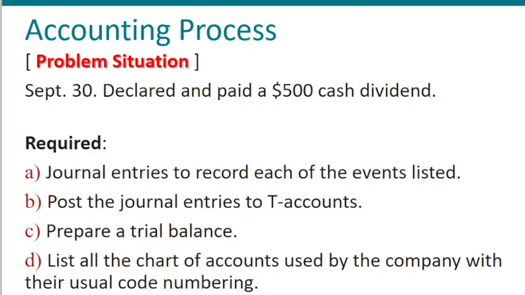You have to solve for the requirements of this problem. Letter A, journal entries to record each of the events listed. Letter B, post the journal entries to ledger accounts. Letter C, prepare trial balance. Letter D, list all the charts of accounts used by the company with their usual code numbering.